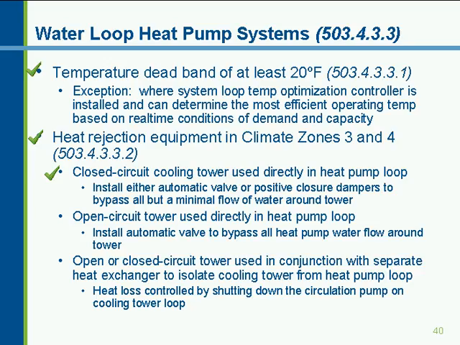If you've got an open circuit tower directly in the heat pump loop, you are required to use the automatic valves. You cannot use the positive closure dampers, so that you bypass all heat pump water flow around the tower. If you've got an open circuit tower used in conjunction with a heat exchanger that isolates the tower from the heat pump loop, you must control the heat loss by shutting down the circulation pump on the cooling tower so that you're not rejecting heat through the cooling tower when you don't need to be doing that. And that was climate zones 3 and 4.